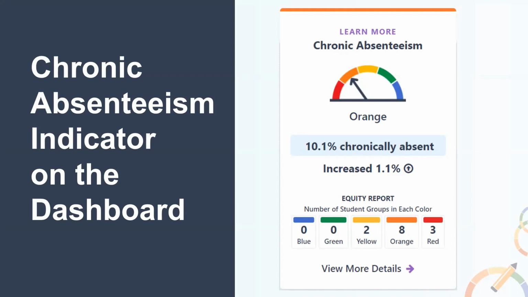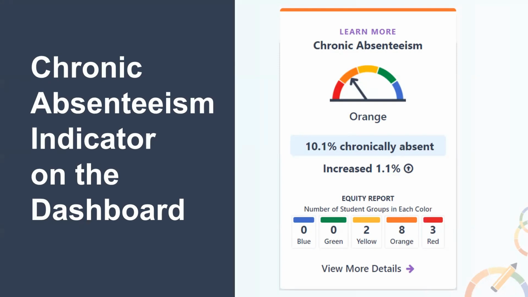Below that, we see the reporting status and change. In this example, the status shows a chronic absenteeism rate of 10.1% and an increase of 1.1 percentage points from the prior year. Finally, at the bottom of the card, the equity reports share the number of student groups in each performance level or color.